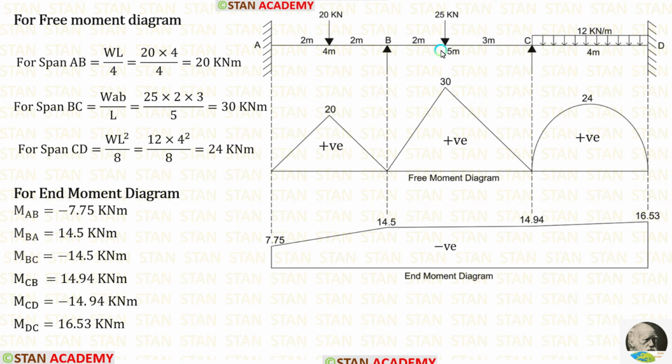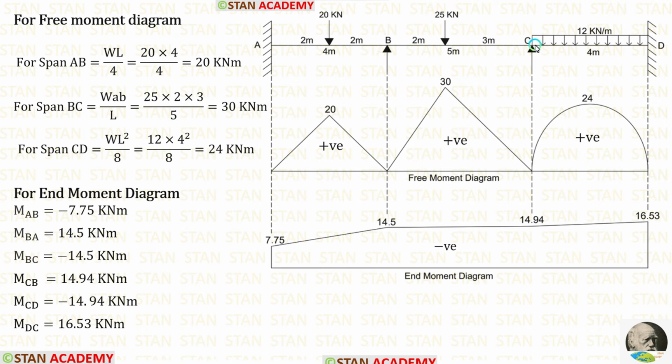In the simply supported beam, if the point load is not acting on the center, the formula to calculate the maximum bending moment is WAB upon L. Here W is 25, A is 2, B is 3, L is 5. When we apply inside the formula, we are getting 30 kN meter.